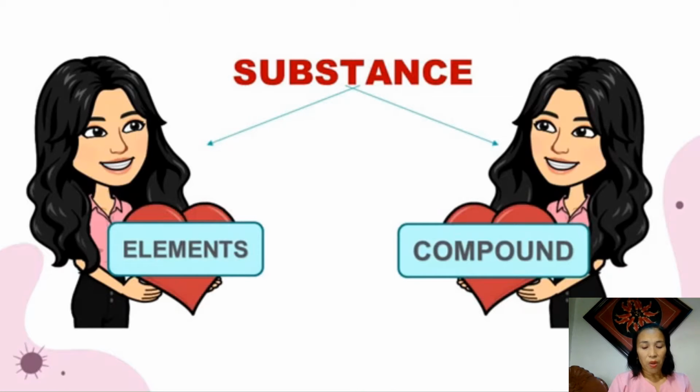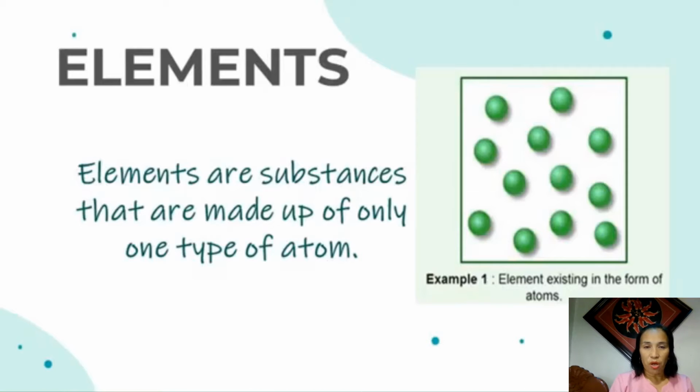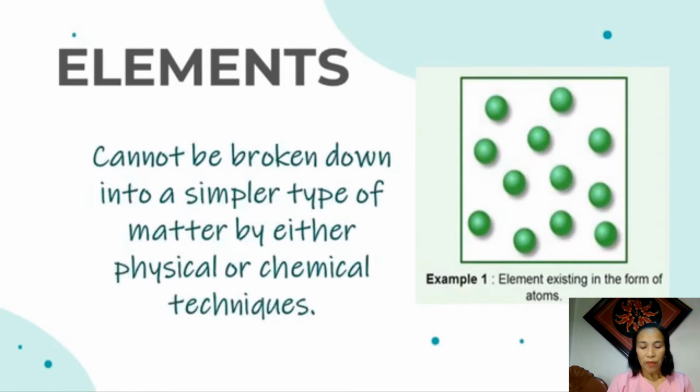It is important to understand the words matter, element, mixture, and compound because these convey useful information. Elements are substances that are made up of only one type of atom. It cannot be broken down into simpler types of matter by either physical or chemical techniques. These include heating, cooling, electrolysis, and reacting with other chemicals.